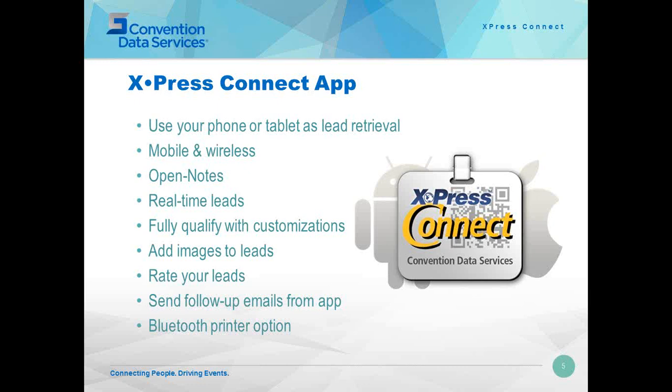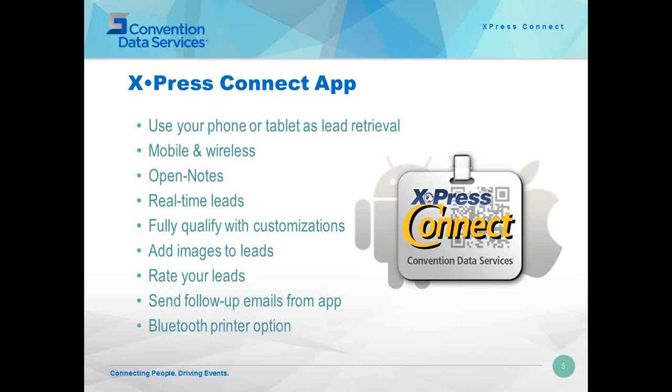You can also add an image to your leads. With your own smartphone and tablet, you can actually take a picture and attach that. So you want to take a picture of the attendee, or maybe a product that they have that you want to partner with. Again, you could attach that image to that lead. There's also a 5-star rating system where you can rate each lead. And then you can send follow-up emails right from the app.